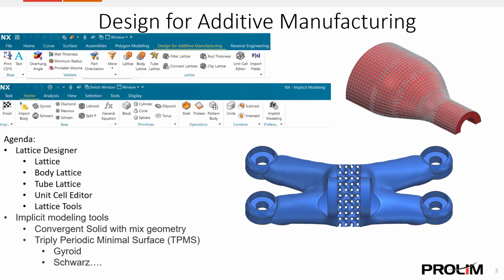Today, we'll be looking over Lattice Designer. This is a new designer that was released just recently with the new release of NX. We will be looking at the lattice, the body lattice, tube lattice, and so on. Then we will be jumping into implicit modeling, and we'll be looking at a convergent solid with mixed geometry. We'll be taking one of my prior designs that I did on a webinar 4 months ago on topology optimization.